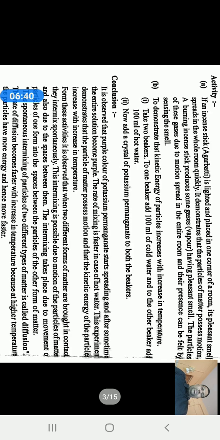Now we will observe some other activities also. If an incense stick is lighted and placed in one corner of a room, its pleasant smell spreads quickly in the whole room, and it demonstrates that the particles of matter possess motion.